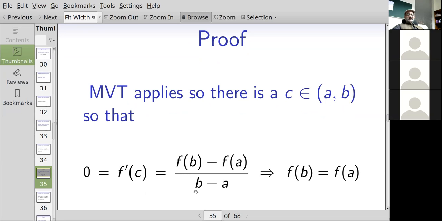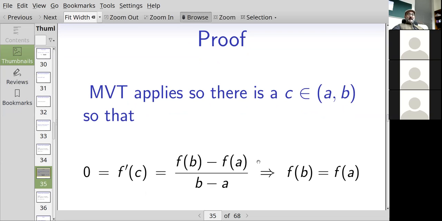But if (f(b) minus f(a)) over (b minus a) is equal to 0, then that implies that f(b) minus f(a) is equal to 0. And that implies that f(b) equals f(a).